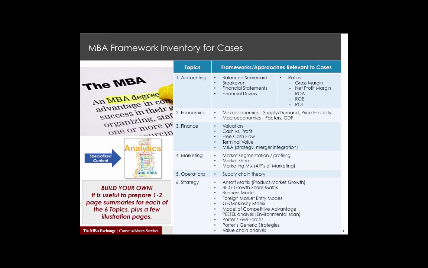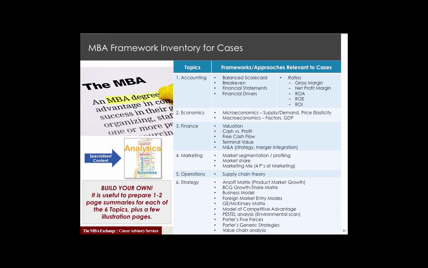Then next, we have economics. Certainly, microeconomics is a huge part of cases, understanding supply and demand, price elasticity, and some of the fundamentals of pricing. And then there's also some things at the macroeconomic dimension that can be valuable. Knowing macroeconomic factors and what are the types of things that influence the macroeconomy. And it's not bad to have a good review of what components make up GDP.